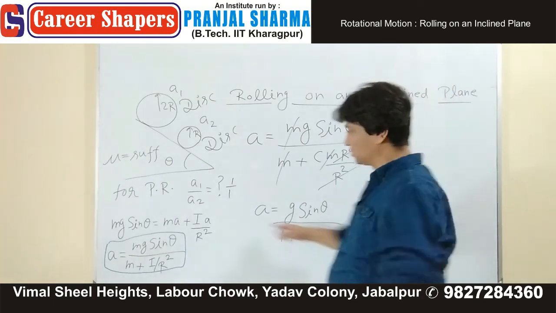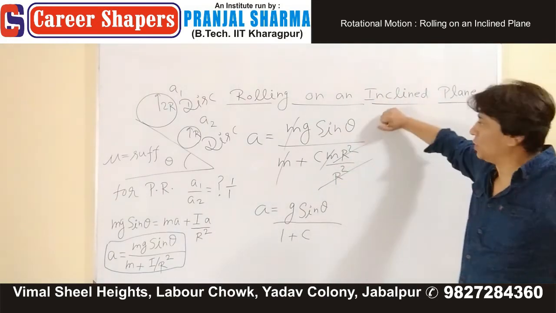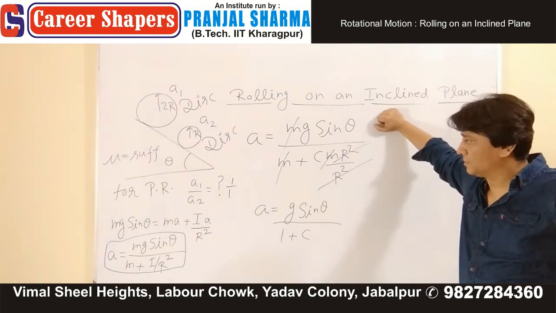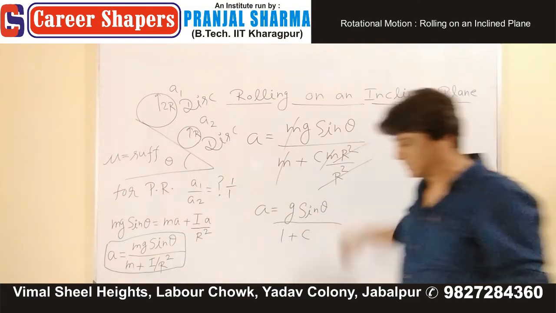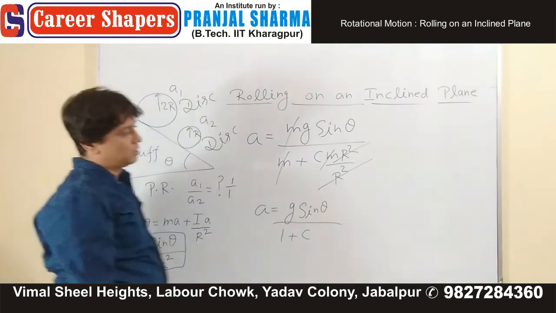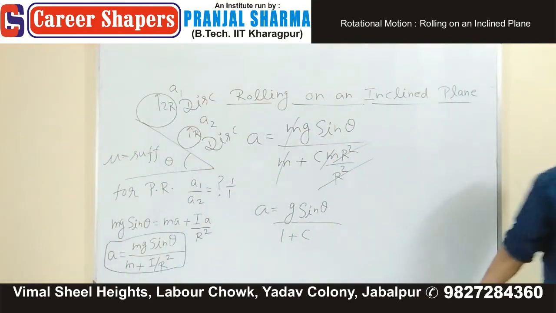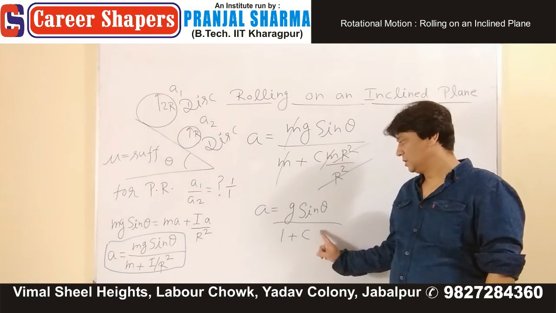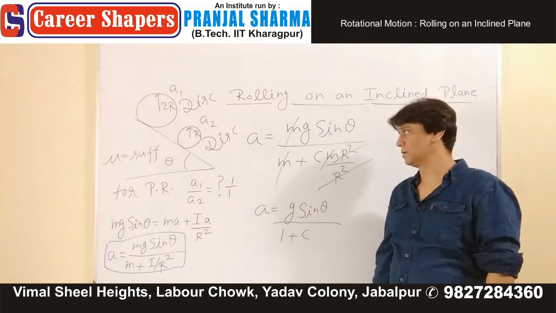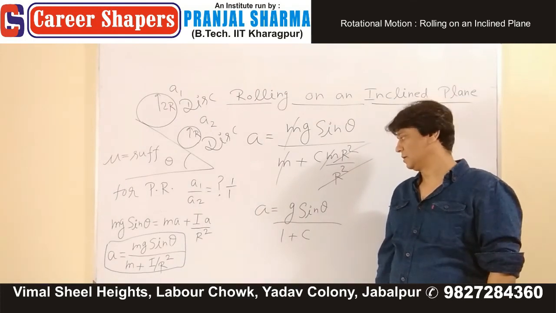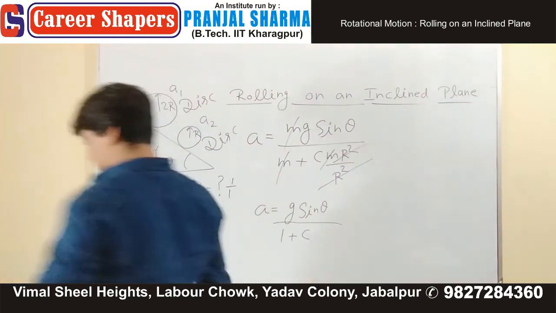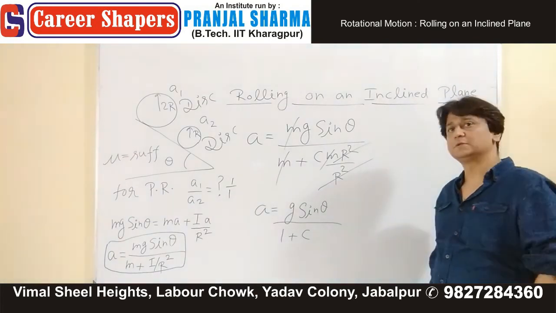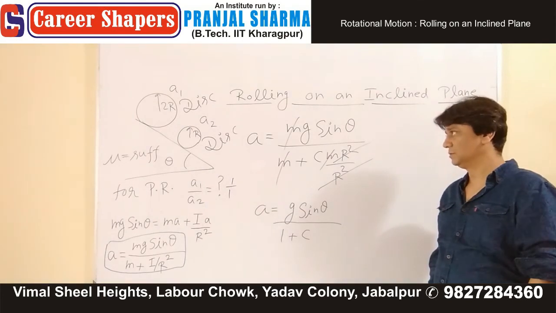And write down this also as a result. During pure rolling, acceleration of the center of mass depends on the type of rolling body. It is independent of the mass or size.